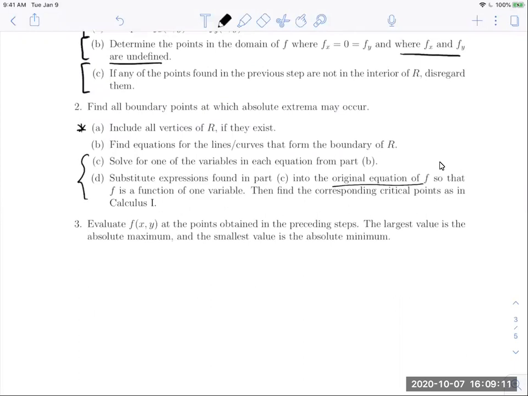Finally, once you have found your critical points in the interior and your critical points on the boundary, you want to just evaluate your function at all of those values. Forget the second partials test. We're not doing any kind of test like that. We're just plugging it into your function. The largest value is the absolute max and the smallest value is the absolute min, and then we're done. So again, I'm just going to reiterate, no second partials test.